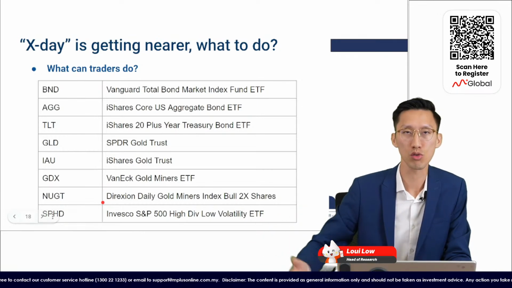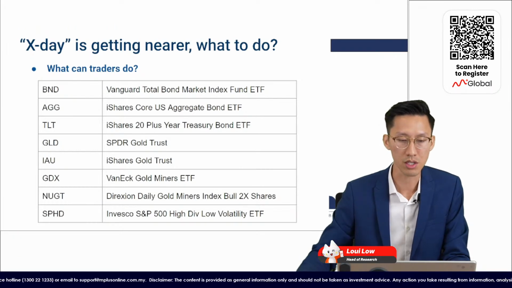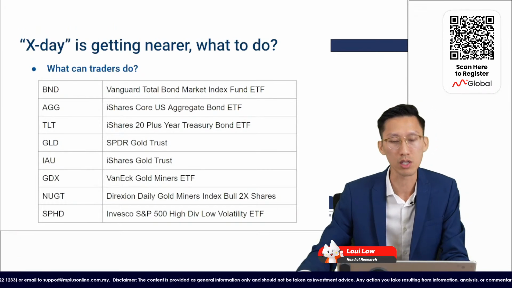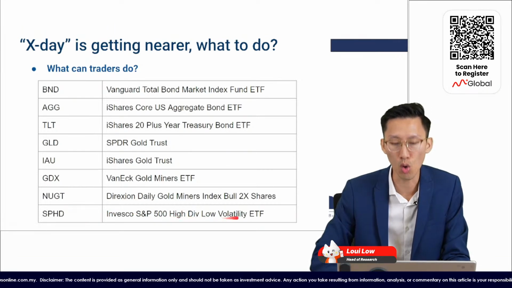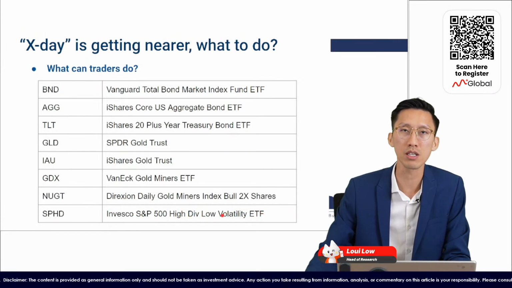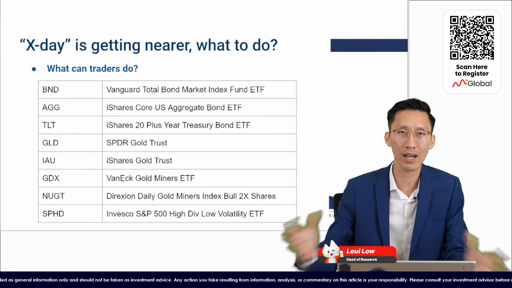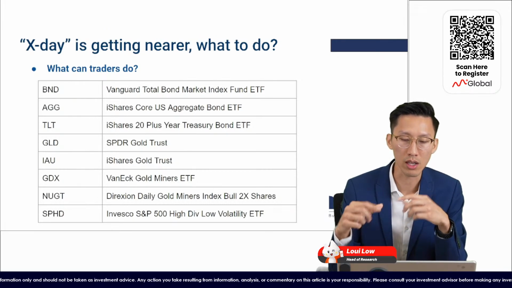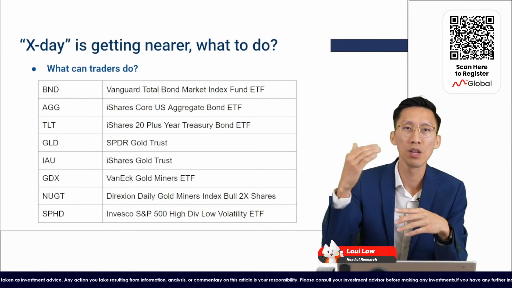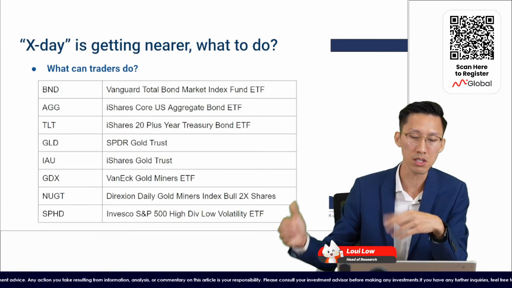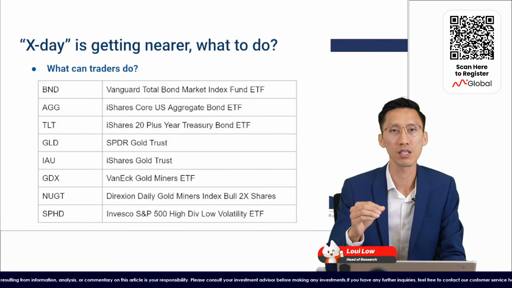But if you don't know what to do, if you don't want to do intraday trading, and you don't want to go into all this bond or even gold related trading, you can actually go into this Invesco S&P 500 High Dividend Low Volatility ETF. What it means is that it will select all those high dividend companies and pack them together, especially low volatility movement companies, and put them under this SPHD to provide you a very, very decent dividend.